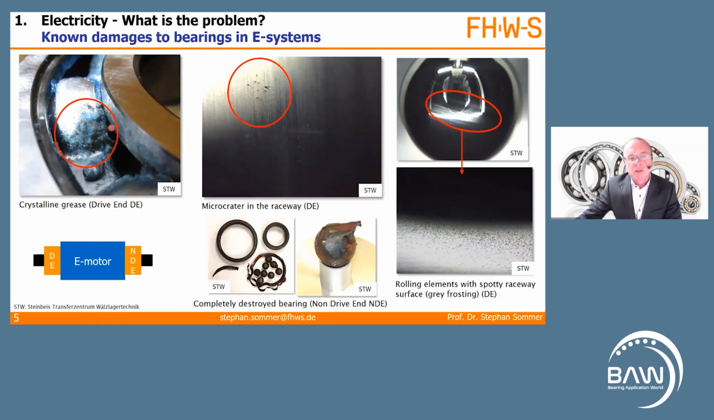It shows crystalline grease. It shows micro craters in the raceway, and it shows so-called gray frosting on the balls. It's a spotty raceway. But if you go to the non-drive end side, you see a completely destroyed bearing. So this is not chocolate ice cream. This used to be a shiny steel ball, just like this one. On the non-drive end side, we had the same problems as on the drive end side, but much more severe.